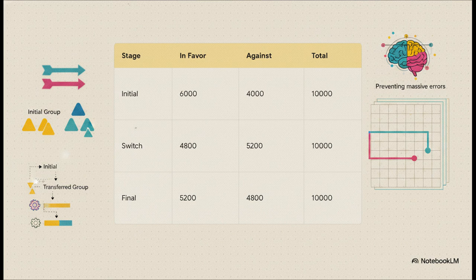By explicitly tracking the initial stage, the actual transfers in the middle, and then the final stage, you physically stop yourself from calculating percentages on the wrong base. Like if the text says 10% of those initially against, you know to look straight at that initial 4,000, not some random intermediate number. It keeps you totally grounded.